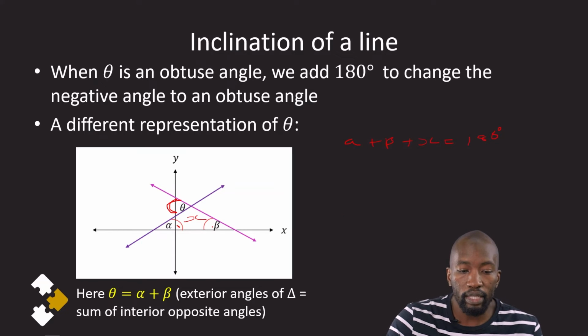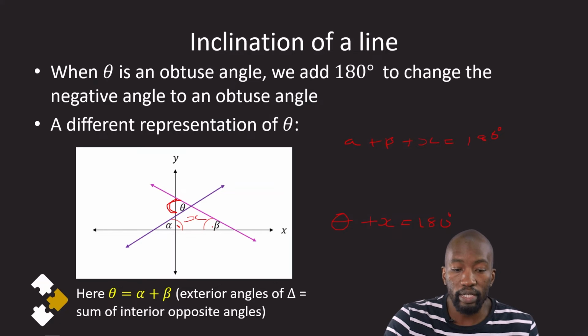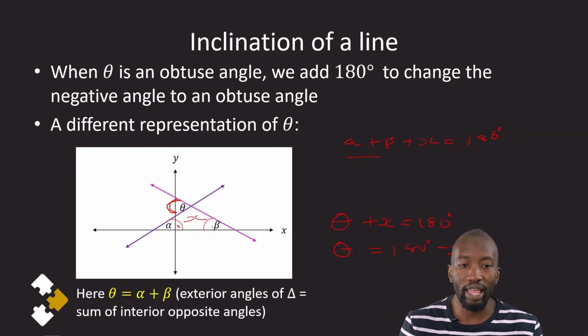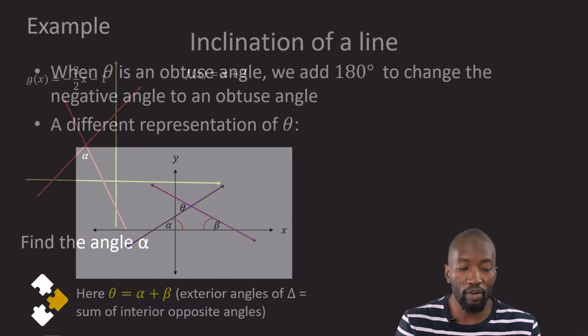Also, we know that theta plus x is equal to 180 degrees. Why is this? Angles on a straight line. So this means to find theta, we will just have to find x first, right? And then say theta is equal to 180 degrees minus x. And that's it. Now let's carry on.